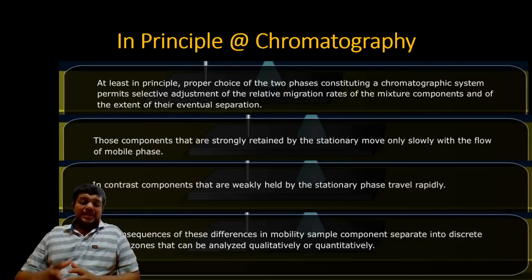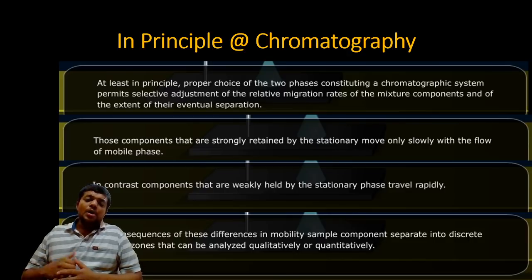So, whenever we are clear with the definition of chromatography, we should be well versed with the principle of it. In principle, a proper choice of the two phases constituting a chromatographic system permits selective adjustment of the relative migration rates of the mixture components and of the extent of their eventual separation. It means over here, when you have a matrix or a mixture of components, they have to be separated by the minimum use of two phases, and we already know that these two phases are nothing but a stationary phase and a mobile phase. The components that are strongly retained by the stationary phase move only slowly with the flow of the mobile phase. So what happens over here?